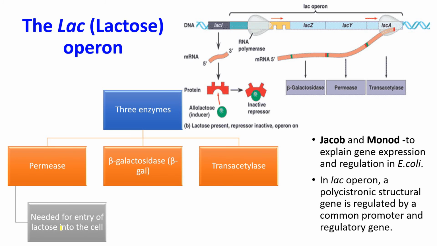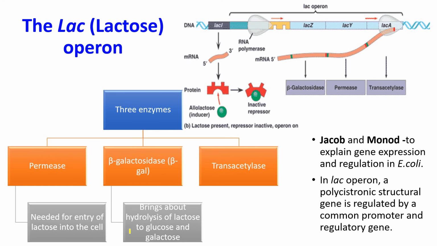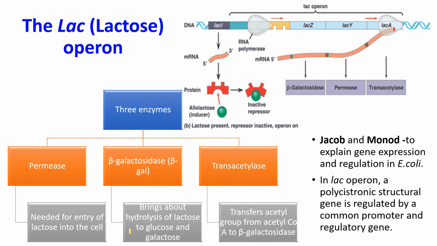Now, what is the function of permease? It is needed for entry of lactose into the cell. So lactose should enter inside the Escherichia coli. Then beta galactosidase brings about hydrolysis of lactose to glucose and galactose. On hydrolysis, you know very well, lactose gives glucose and galactose. And transacetylase transfers an acetyl group from acetyl-CoA to beta galactosidase. So these are all the three enzymes produced by the lac operon.